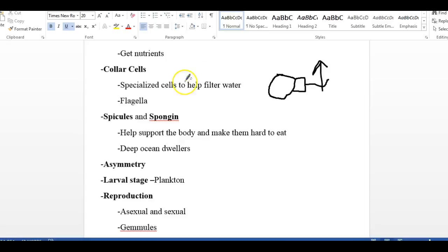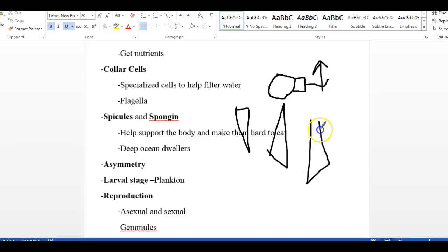Then there's a bunch of these lined up, and they just move back and forth and cause the water to move. Okay, but also important are spicules and spongin. Spicules, remember, these little pointy things are embedded all throughout the sponge, and they help protect it from predators. Some are able to eat them, some are not. Okay, and they also live in the deep ocean. Because you think about what it takes to live at the bottom of the ocean, you have this giant water column on top of you pushing down, so you have to have this really rigid structure that allows you to stand the pressure.